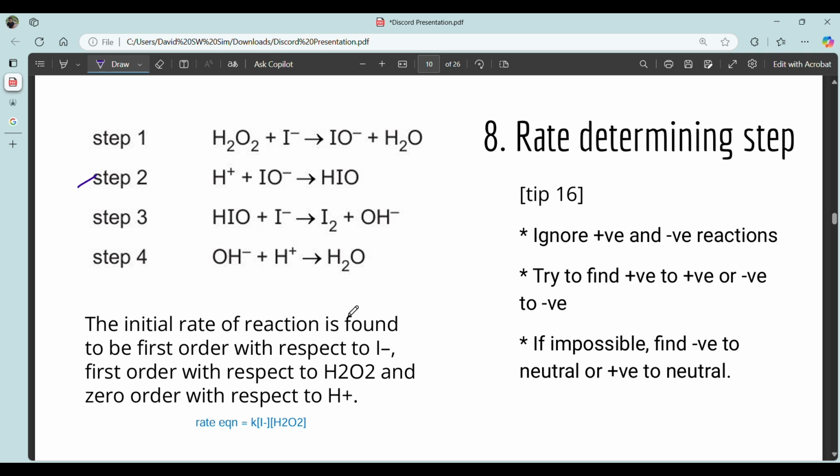It cannot be step 2, so we have to look at all of the steps that are before step 2. In this case it's very easy for us. There's only one step before step 2, and that is step 1. So this is the rate determining step. Why? Because it has 1 mole H2O2 reacting with 1 mole of iodide.